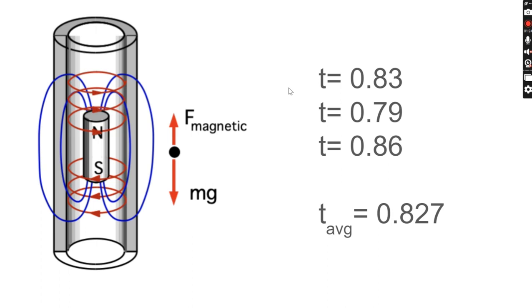Now, the way this experiment worked is fairly straightforward. We dropped a magnet through a roll of aluminum foil and measured the amount of time it took to get through. We took 3 different measurements and averaged them to arrive at an average time estimate for how long the magnet took to fall through the tube.